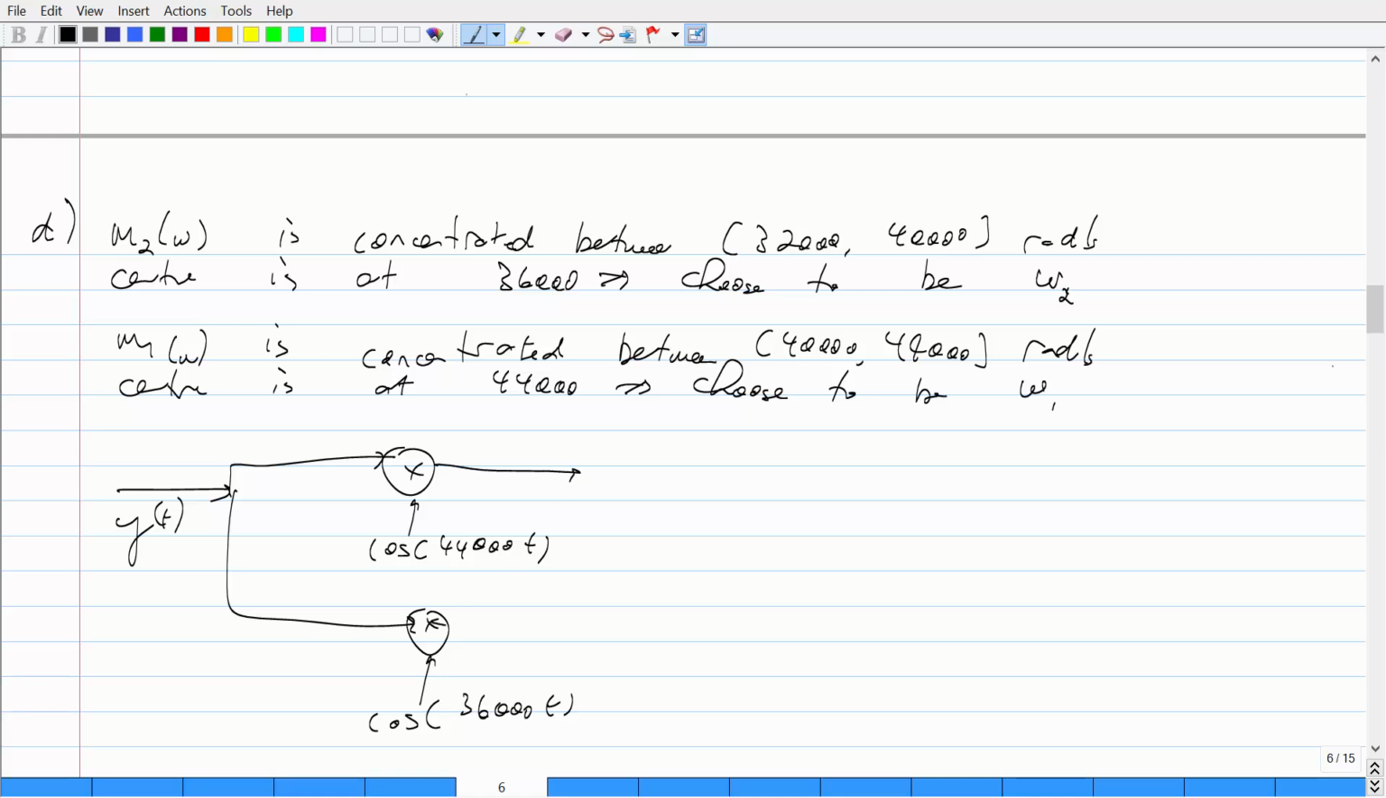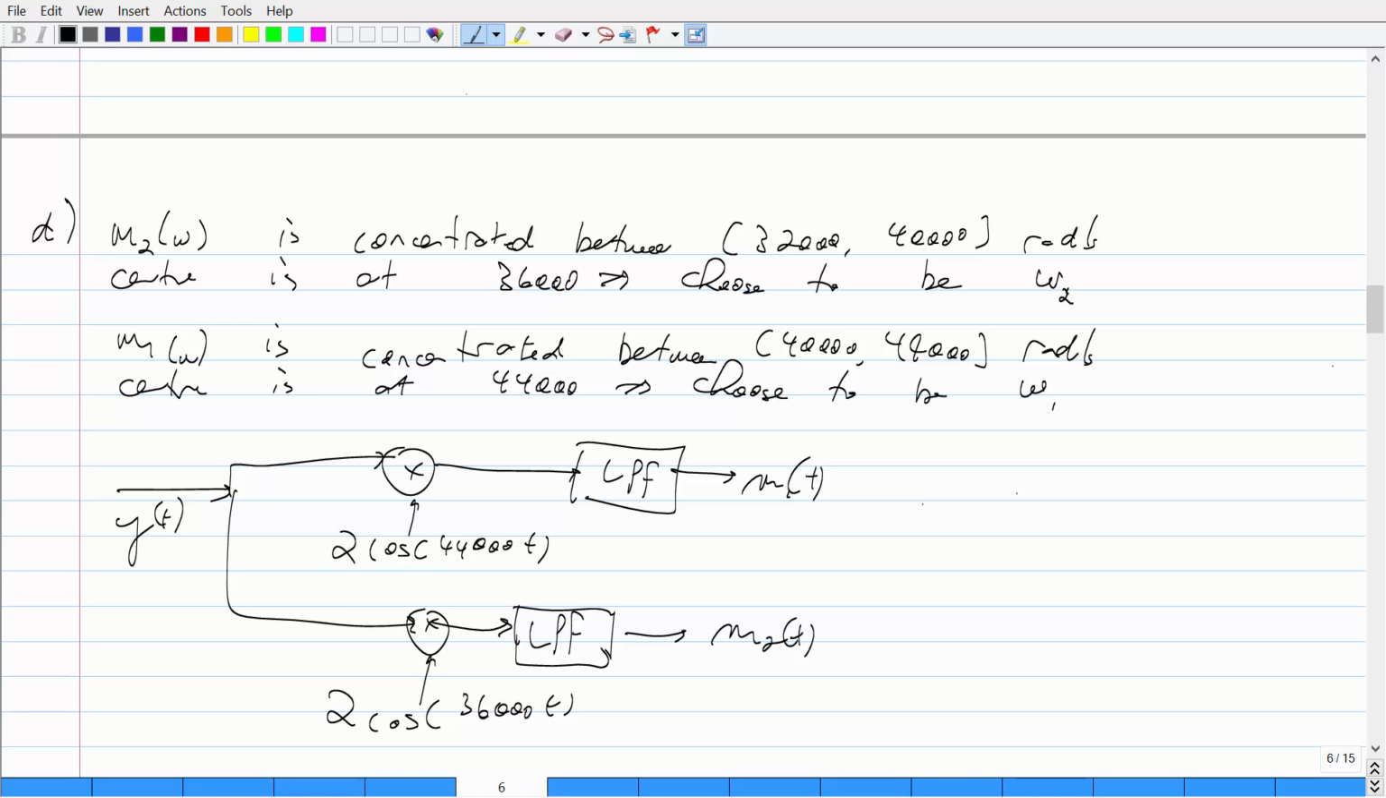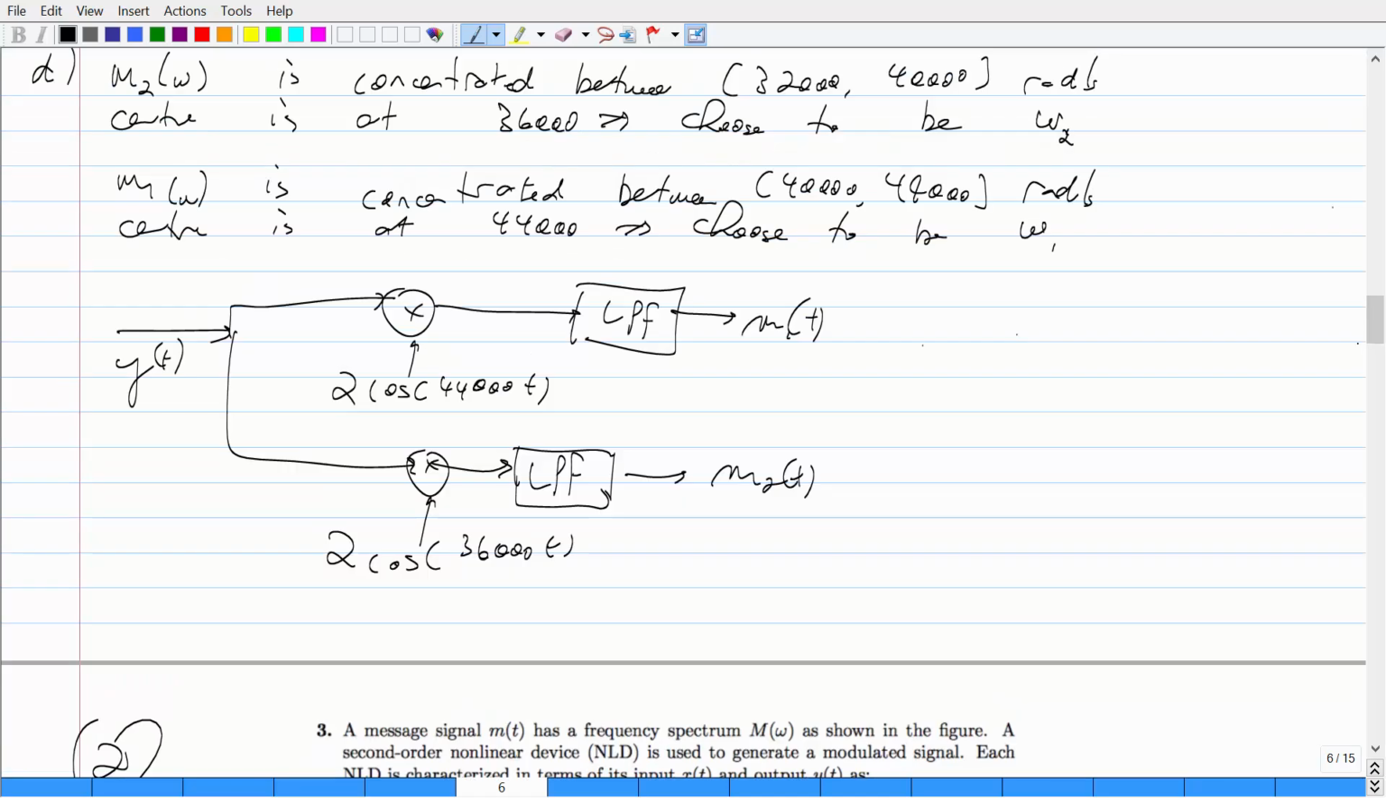Okay, and then you simply have to apply a low-pass filter to isolate the frequencies that you need, and then this output is just the first message, and this output is the second message. I also like to make sure to multiply the spectra by 2, so that you get rid of that half factor when you do the modulation scheme. And the pass band for the low-pass filter, you're just going to go between minus 4,000 to 4,000 rads per second.